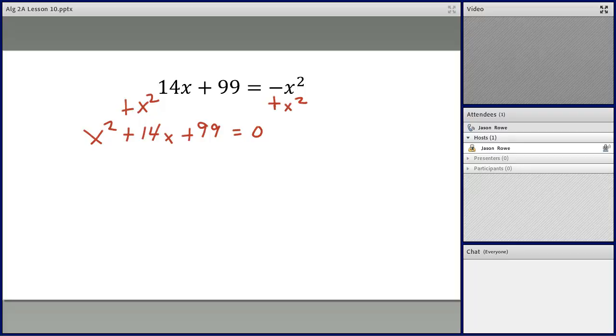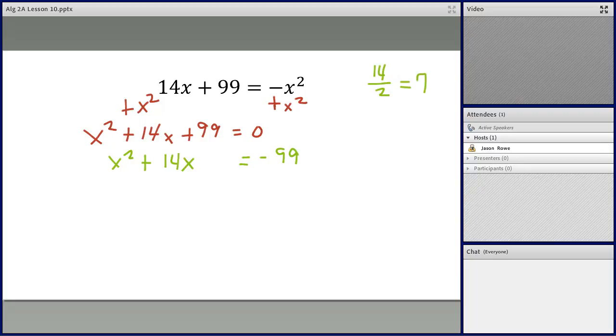Because two things, the leading coefficient has to be positive and it has to be 1. I could have moved the 14 over with the x squared, but then I'd have had to divide by negative 1 to make it positive. So 2 steps either way, but I like doing it this way better. So again, I'm going to isolate. I'm just going to write that step down. X squared plus 14x equals negative 99. We're going to complete the square.